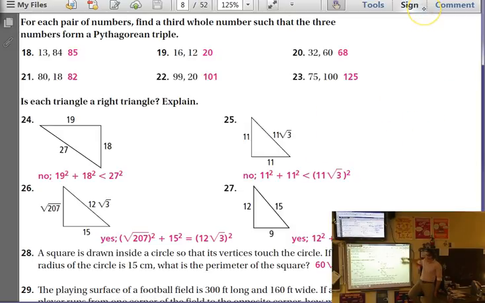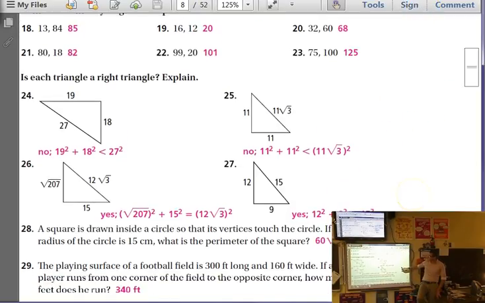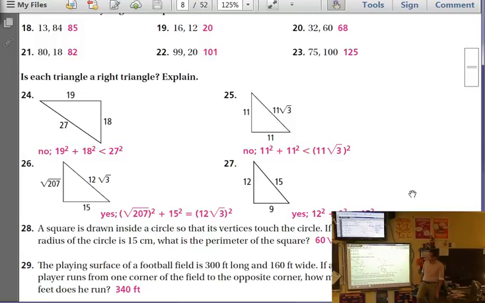Yeah. So like for 21, I couldn't figure out how you could manipulate 3, 4, 5 to get those numbers.